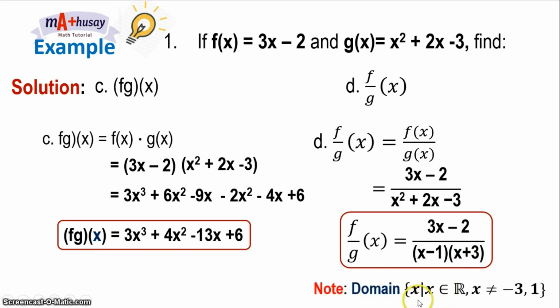Note that yung domain nito, itong function na ito, ay the set of all x such that x is an element of real numbers and x must not be equal to negative 3 and positive 1. Kasi pag equal to negative 3 yan, magiging 0 ang denominator which is undefined. Kapag positive 1 naman, magiging 0 na naman ang denominator, which is undefined. So, in this case, hindi na siya natin masisimplify. So, tandaan lang natin ang domain nitong function.